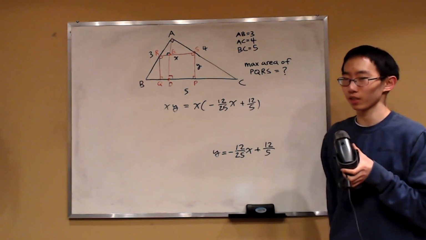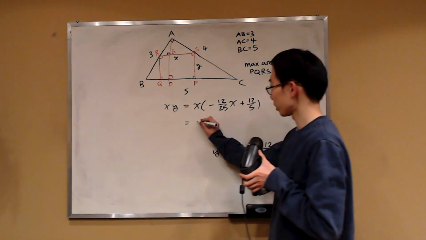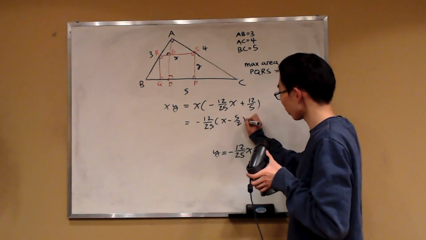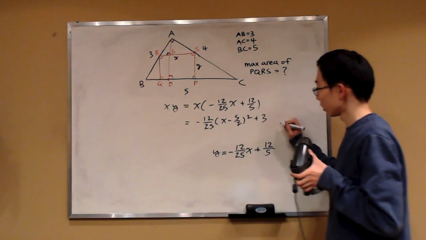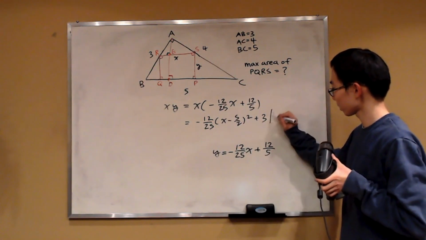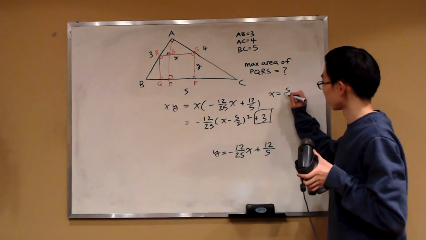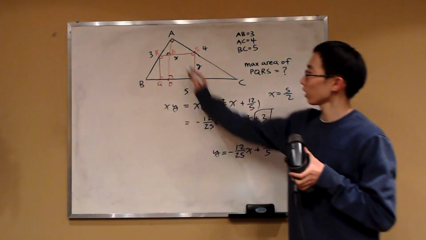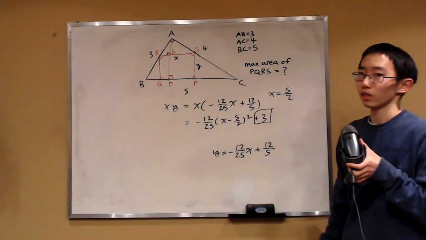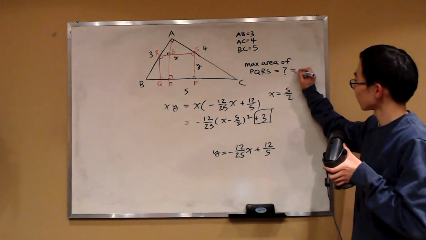I'm just going to go with completing the square. So if we complete the square, transforming this to vertex form, this would be negative 12 over 25 times x minus 5 over 2 all squared, and then plus 3. Hopefully we're aware of how to complete the square. So this is showing us that the maximum value is 3, and it's achieved at x equal to 5 over 2, which is possible because RS equal to 5 over 2 is clearly smaller than this 5 over here. So it's achievable. So this is the maximum area. So this is equal to 3.